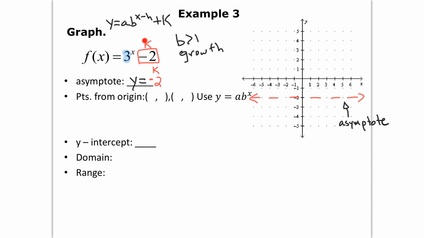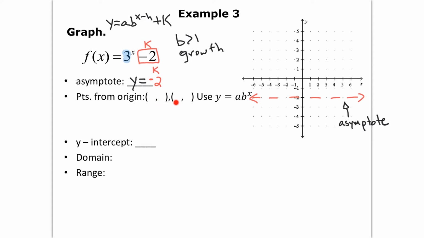And I'm going to tell you guys right now, the k-value is when you move the graph up or down on the coordinate plane. If it's negative, you move the graph down. If it's positive, you guys will move the graph up. Right now it's -2, so I am going to move the graph down 2 steps. But this is what we do.